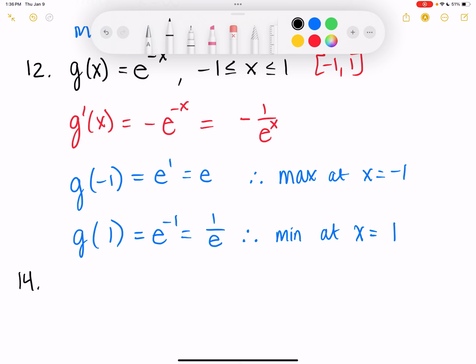Number 14: K of x equals e to the negative x squared, for negative infinity less than x less than infinity. I wonder why they chose K. So, do I have endpoints here? No. So that means I'm going to have to make sure there's a critical point, because I don't have endpoints to work with.